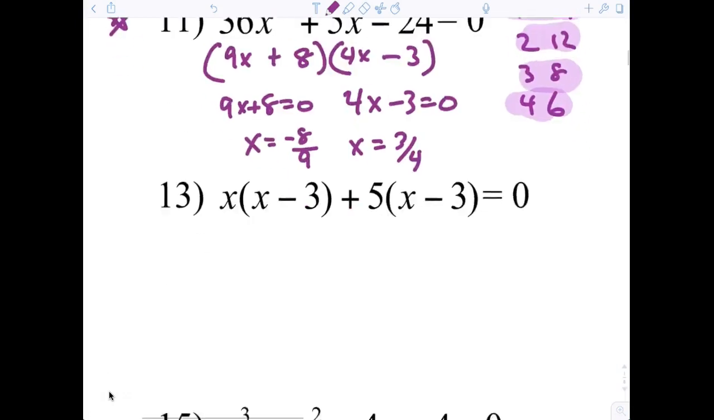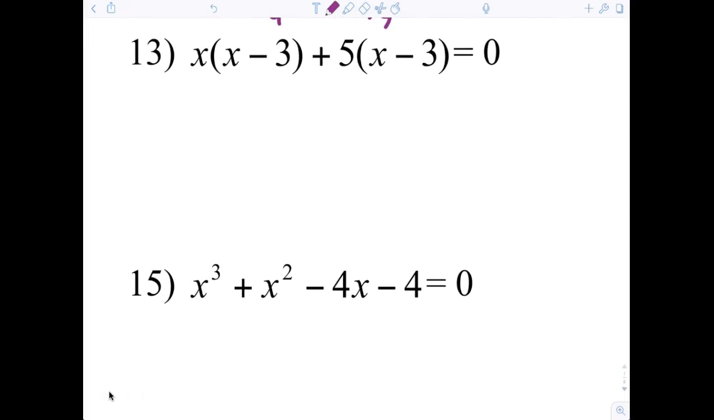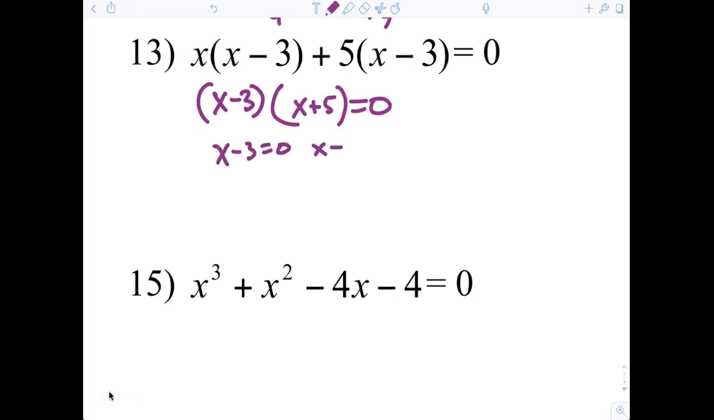All right. Now, number 13. There's a GCF. What's the GCF? The GCF is what? Oh, no, x minus 3. Thank you very much. And what's left behind? x plus 5. Beautiful. So then you write down x minus 3 equals 0, x plus 5 equals 0, so x equals 3 or x equals, come on, if you can factor, this is easy.